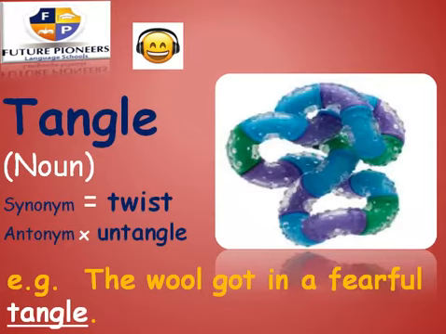The last word is... Can you see that shape? Can you understand it? Can you see what it's shaped like? No, because it's a tangle. Tangle. And it's a noun. It means an untidy mess of things that are not in a state of order. Its synonym is twist, and the first antonym we got here is untangle. So easy, just add un at the beginning. Example: The wool got in a fearful tangle.